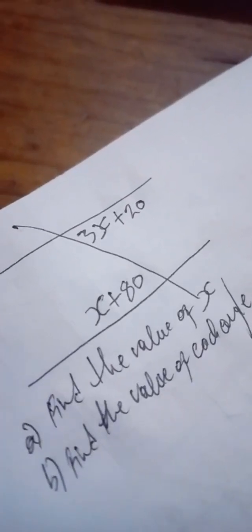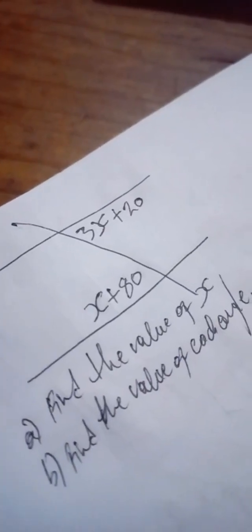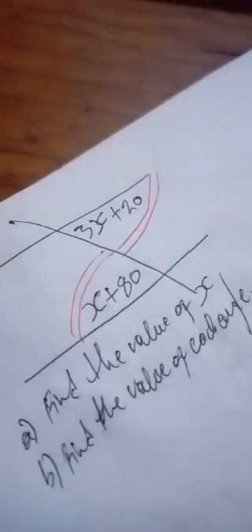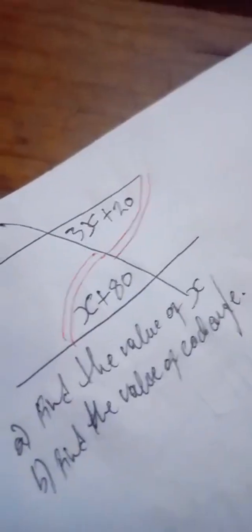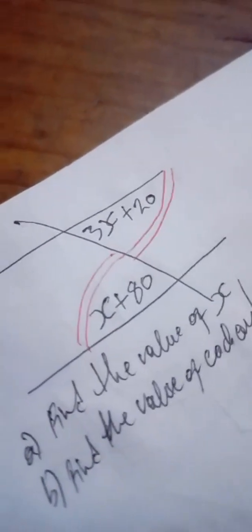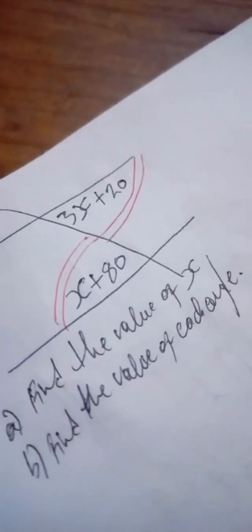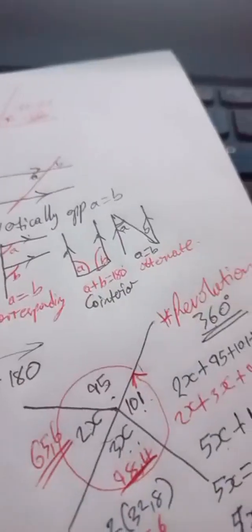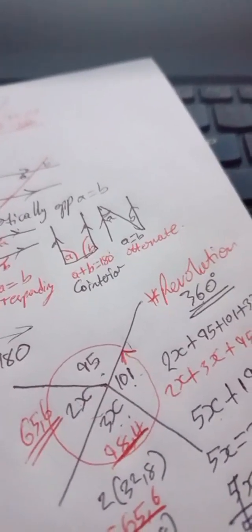Three x plus x. What's the relationship between these two angles, guys? Remember, we said we look for the relationship first. Somebody tell me, what is the relationship here? They are alternate angles. Alternate angles are equal.